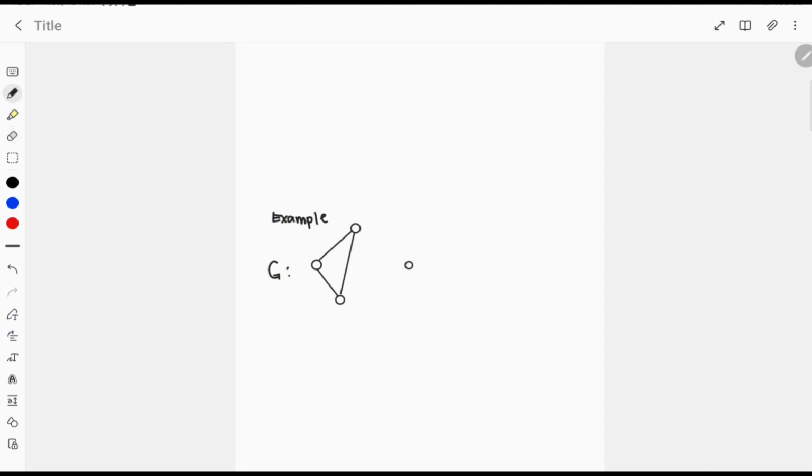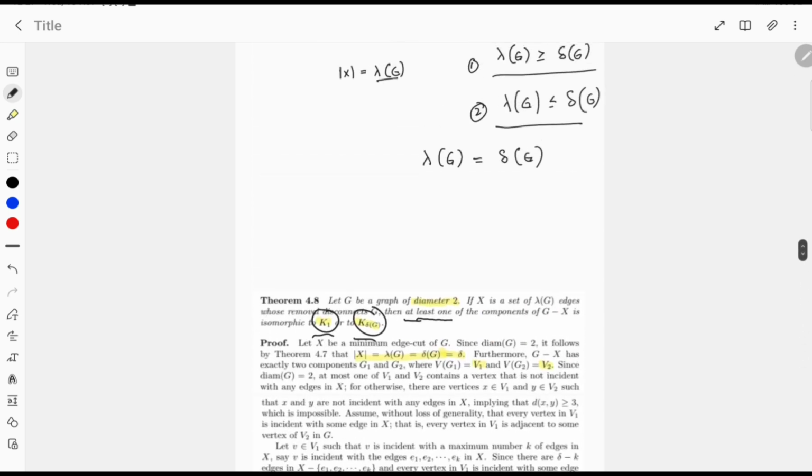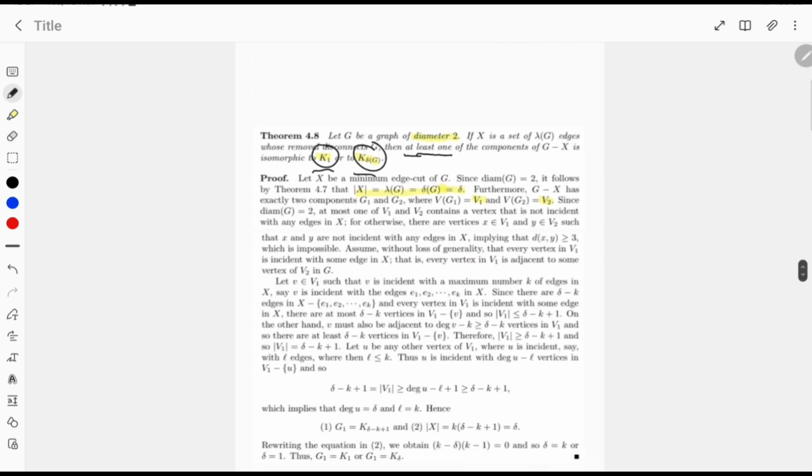And we have two components here, this one and this one, so this component is K sub 1, while this one is K sub delta of G, which is equal to 3, and this is a complete 3, this one. So thus the theorem is satisfied.